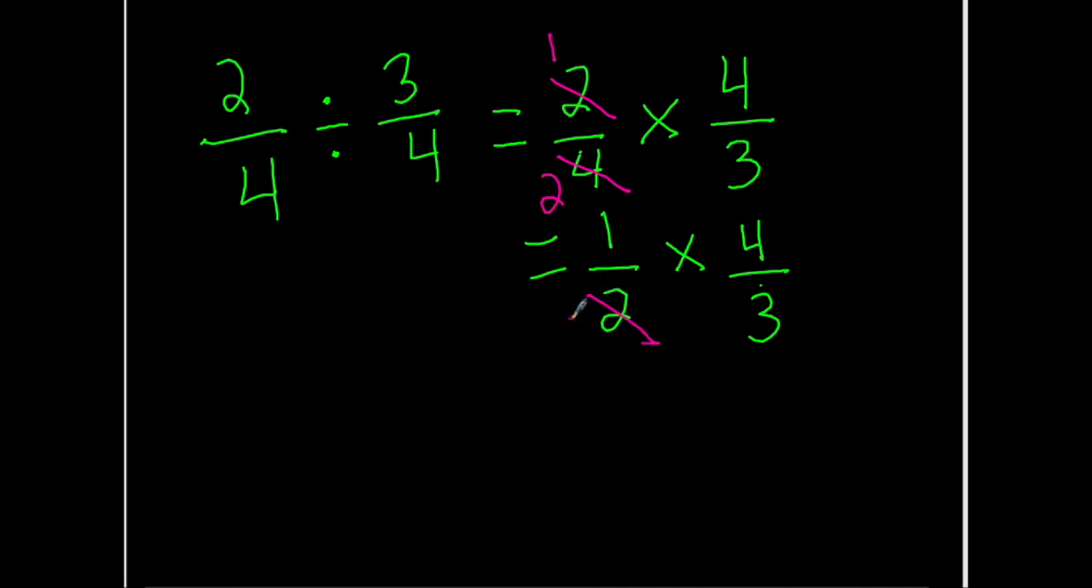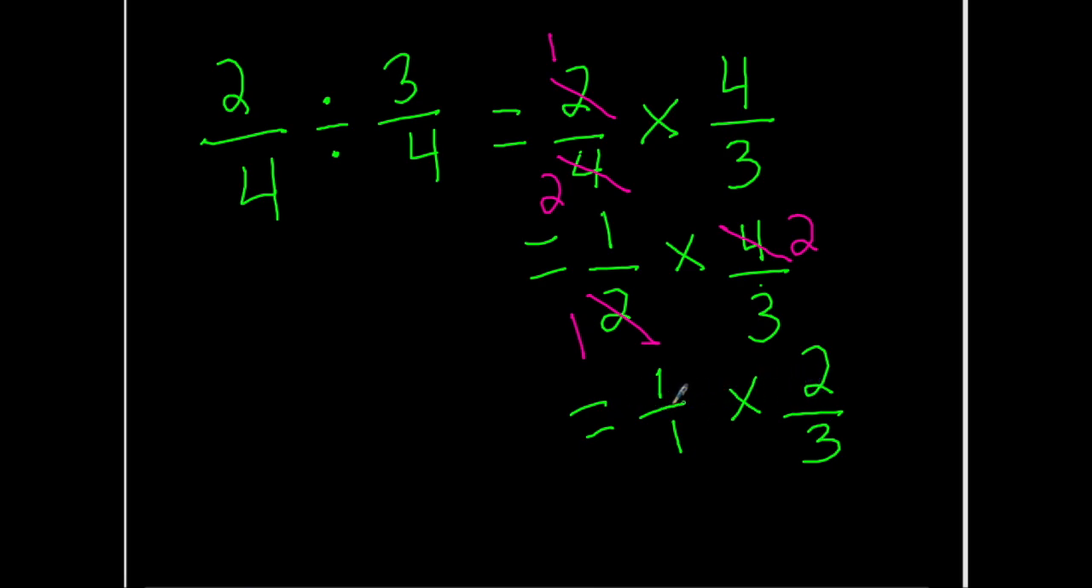2 divided by 2 is what? 1. 4 divided by 2 is 2. So now we're left with the first fraction, because your goal is to reduce the fraction to the simplest form possible, times 2/3. Now because both fractions are already reduced, you can multiply across.